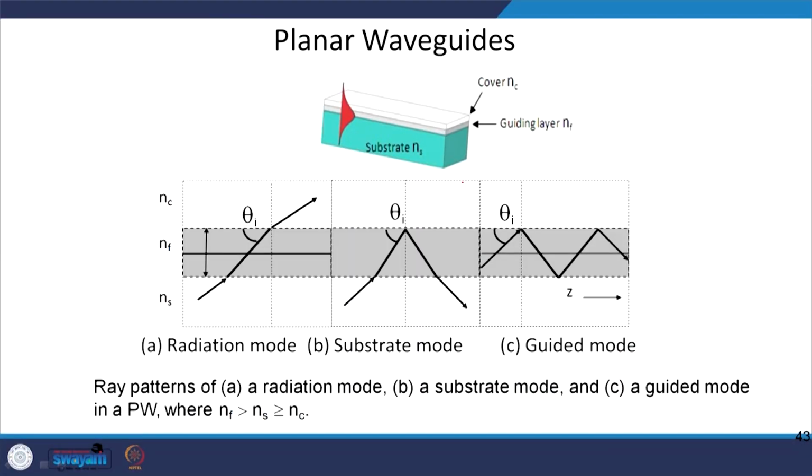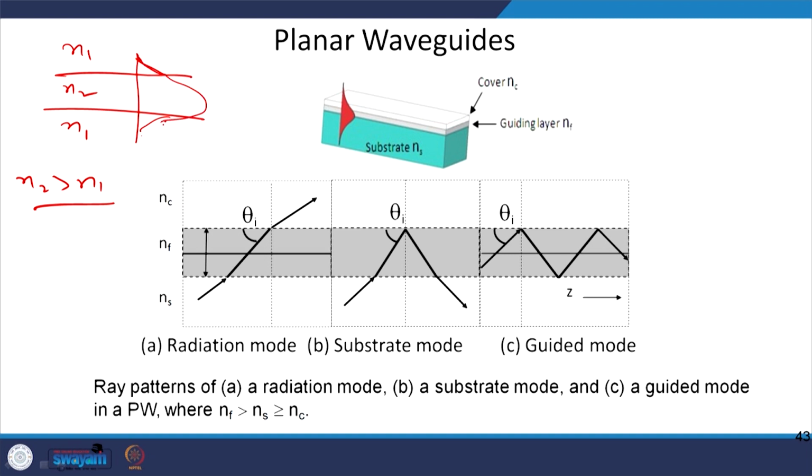We can also make planar waveguides, where because of the total internal reflection, suppose it is a waveguide where you have N1 and N2, and N2 is greater than N1. For angles larger than the critical angle, you can guide the light in it, and it will have an evanescent field which is traveling, and here you will have a mode, while here you will have a field which is decaying exponentially because of the evanescent wave.